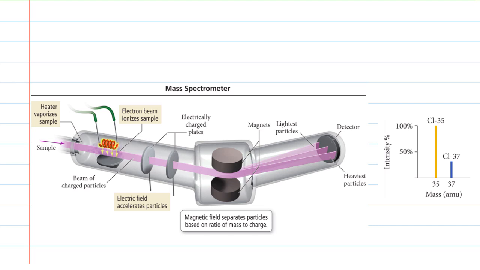It winds up forming 3 distinct paths. This particular element we would say has 3 different isotopes. Okay? Now, why it forms different paths is because each of them has a different mass.